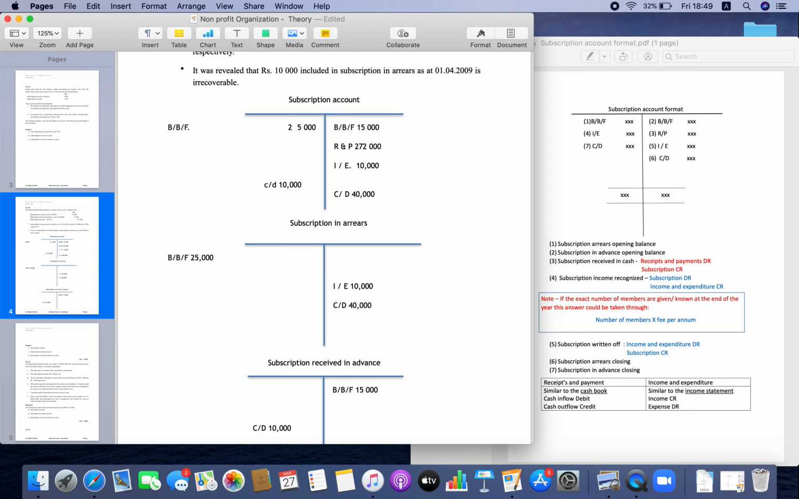Okay, right. Now guys, we have completed the question. The only thing we should do now is write the balance of our accounts over here. Number 1, the subscription account: as you can see, the credit side is much bigger than the debit side. So please total this up. That's 15,000 plus 272,000 plus 10,000 plus 40,000, which gives us 337,000. Please take that as your total.